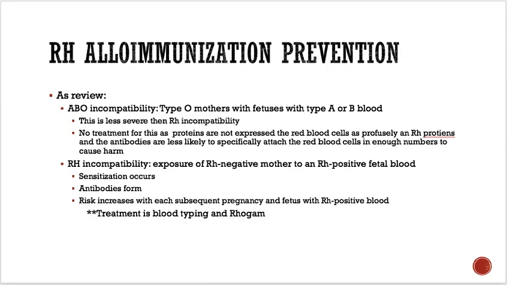And this, you do get sensitization, and antibodies form and attack the red blood cells, and you have increasing risk with each subsequent pregnancy with a baby that has that Rh positive blood. And so the treatment is typing the blood of the baby using their cord blood to find out if they have positive blood, and if they do, you give mom the Rogam at 28 weeks, and then you would give it to her if the baby is Rh positive at delivery time. And that is how you prevent those antibodies from forming and then attacking subsequent babies.